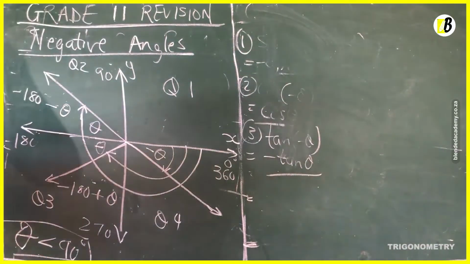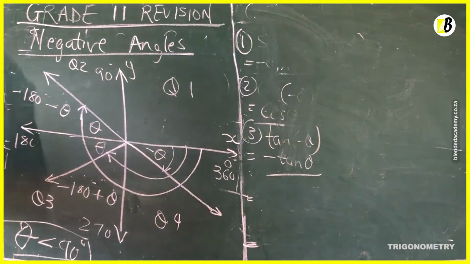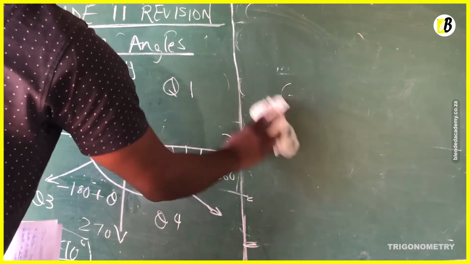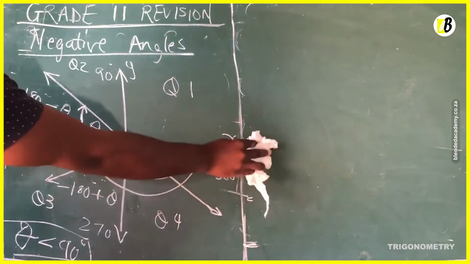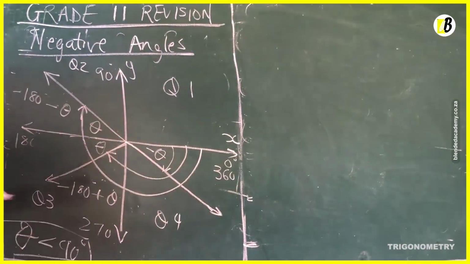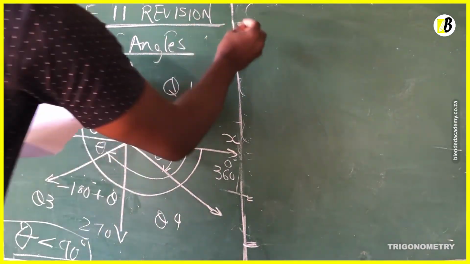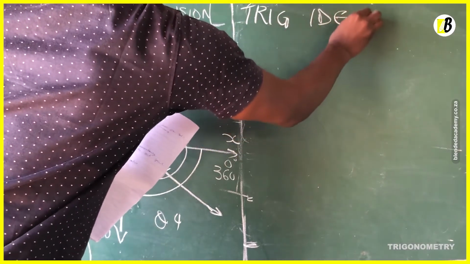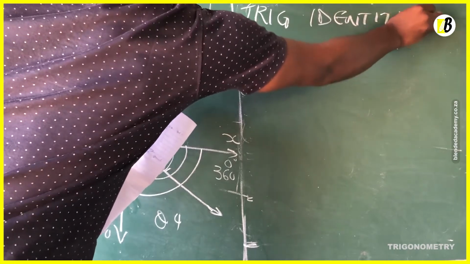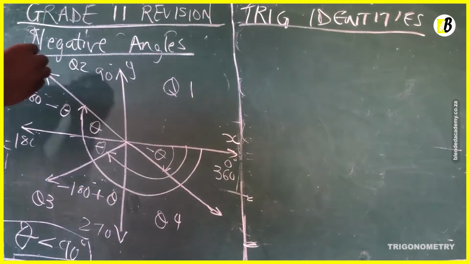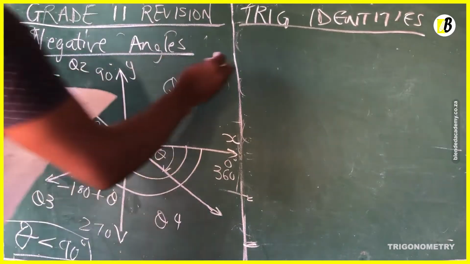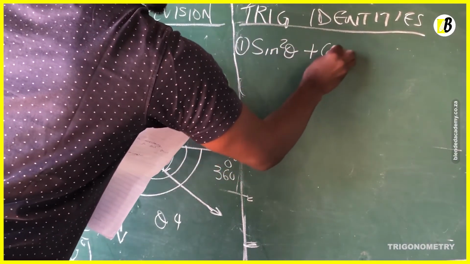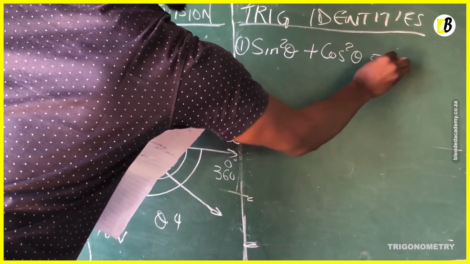Now let's move right along to trig identities. I'm just going to give you different identities that you need to know in order to simplify trigonometric expressions. Let me just write them here quickly for you. Trig identities that you need to know. These are from grade 11. You did this in grade 11. So these identities, the first one we have is sine squared theta plus cos squared theta equals 1.